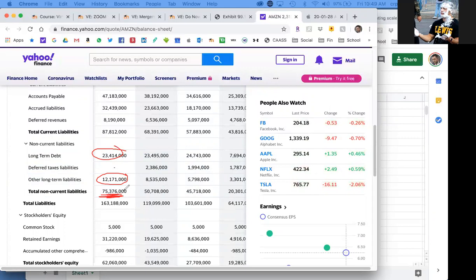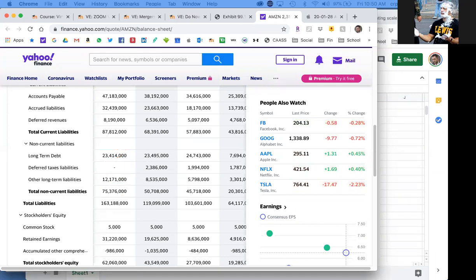No, not even close. We're like $39 billion off. So this dash doesn't mean zero. This dash actually means not available. So if you're using Yahoo Finance, you might not have a balanced balance sheet if there's a dash there. So be very careful. Let me show you what I mean.